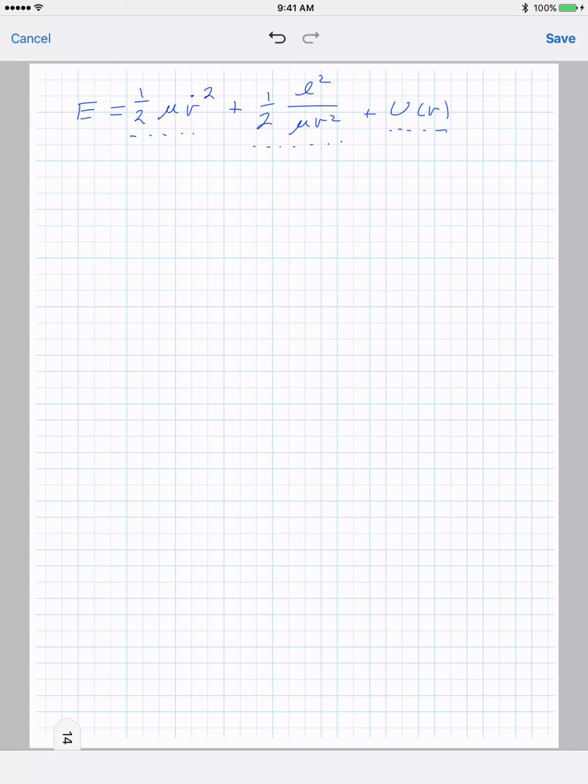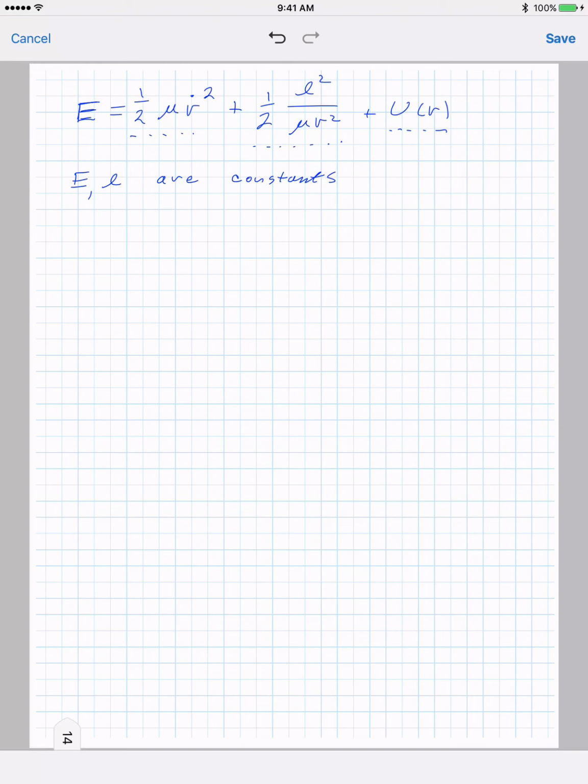So E is a constant. E is a given an initial condition for an orbit, right? So E is an initial condition and L is an initial condition. So E and L are constants of a given orbit. Now, different orbits will have different E's and different L's, but for a given orbit, E and L are constants.